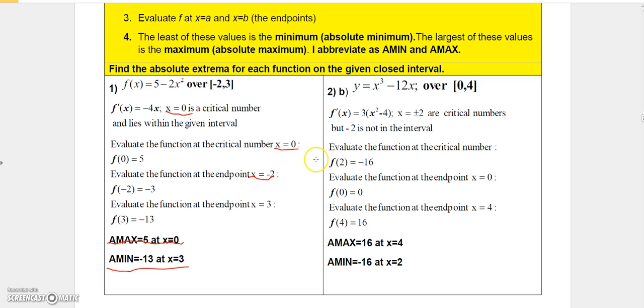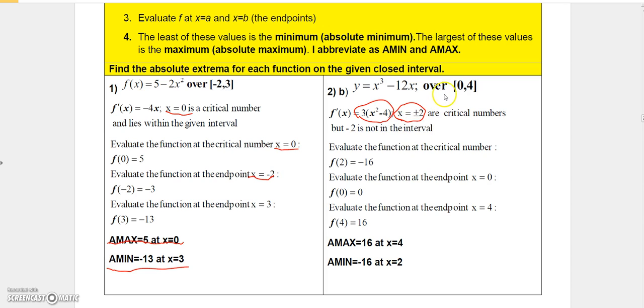Alright, let's do one more here, and then I'll do a trig example. So the function is y equals x cubed minus 12x, and the interval is 0 to 4. So take the derivative of that, and you get 3x squared minus 12. And then if you factor out the 3, it's 3 times x squared minus 4. When you set that equal to 0, you can factor that into x plus 2 times x minus 2. So therefore you know that plus or minus 2 are your critical numbers.